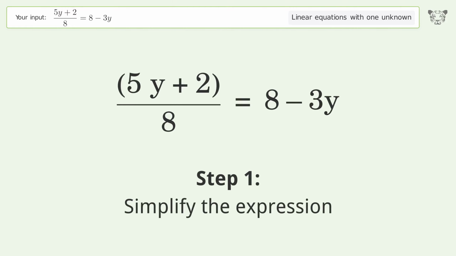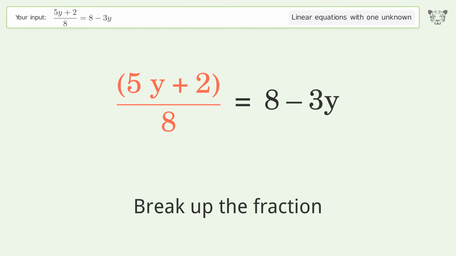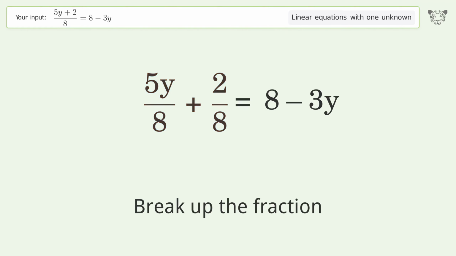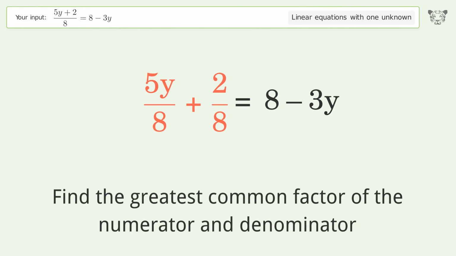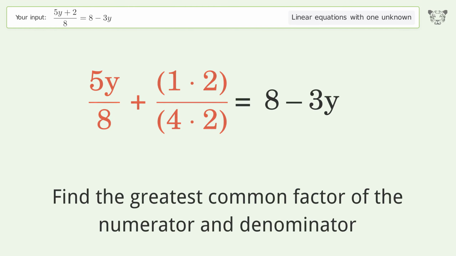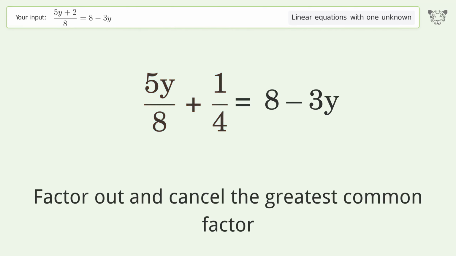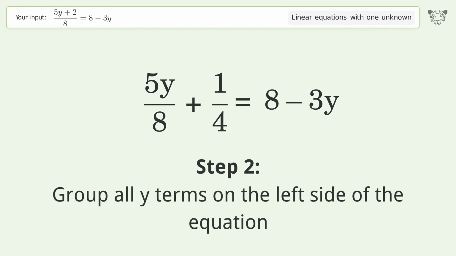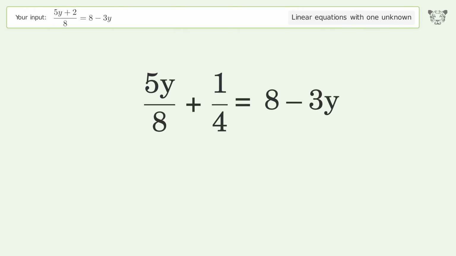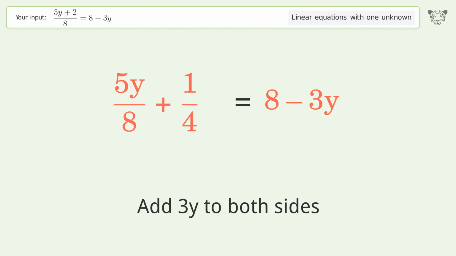Simplify the expression. Break up the fraction. Find the greatest common factor of the numerator and denominator. Factor out and cancel the greatest common factor. Group all y terms on the left side of the equation. Add 3y to both sides.